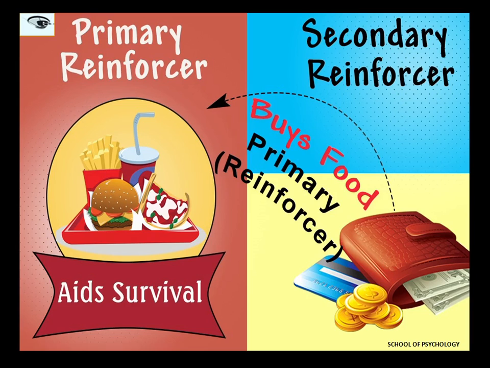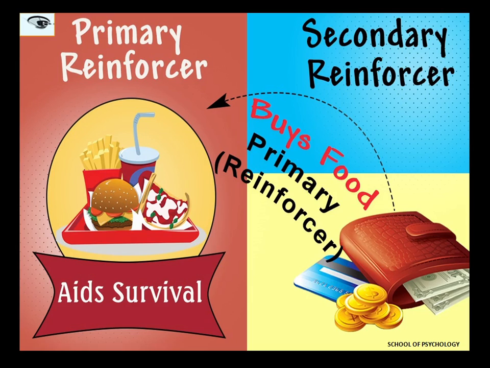When we talk about primary reinforcers, they are very essential pertaining to our biological needs. They are very important. For instance, food is fulfilling our basic biological need. These are our survival needs. Primary reinforcers are basically those.